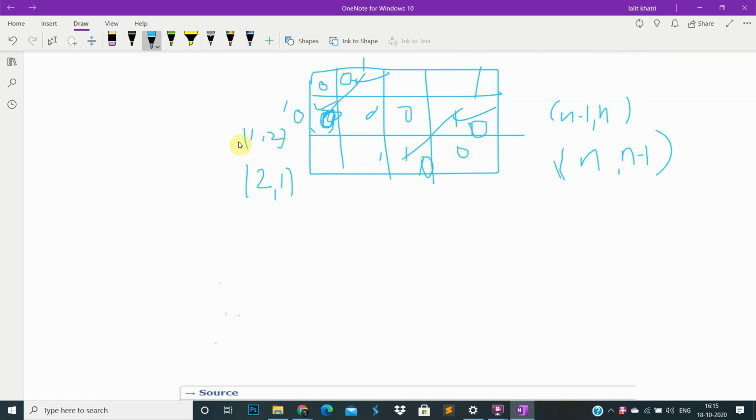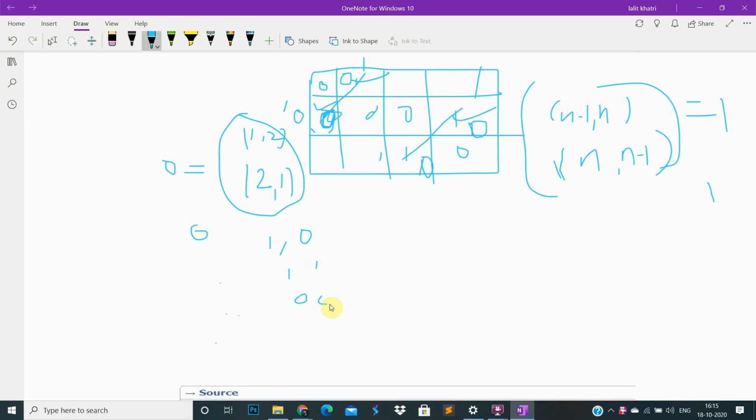So what do we do? If both are same and 0, then we make both equal to 1. If it is 0 comma 1, then we make 1 1 or 0 0. And if they are 1 1, we make both 0 0. If 0 0, we make 1 1. This is the idea behind this.